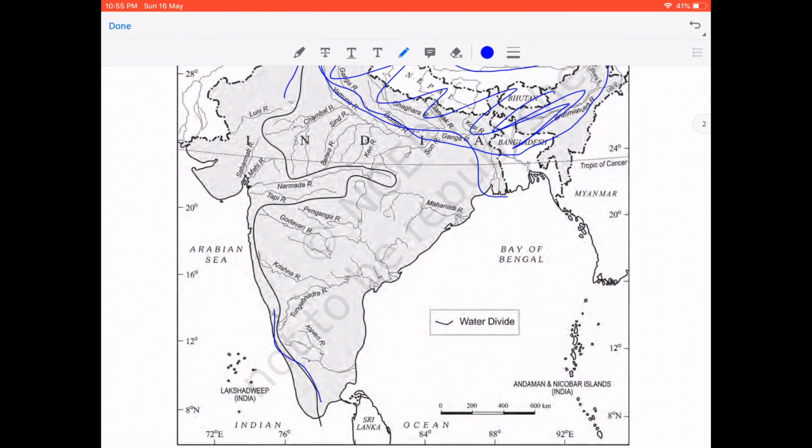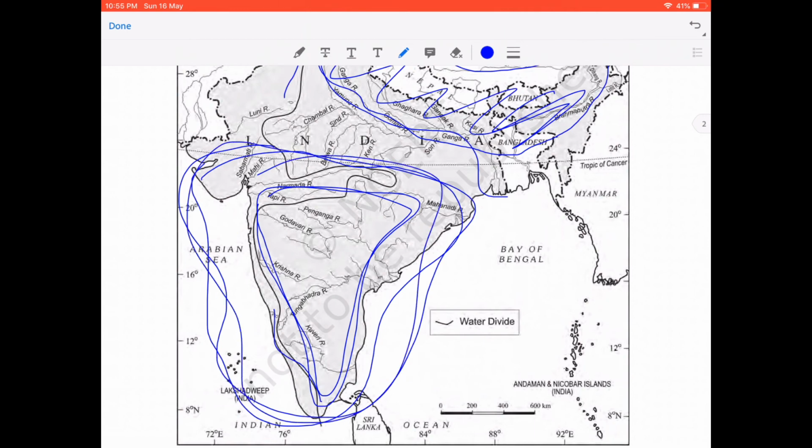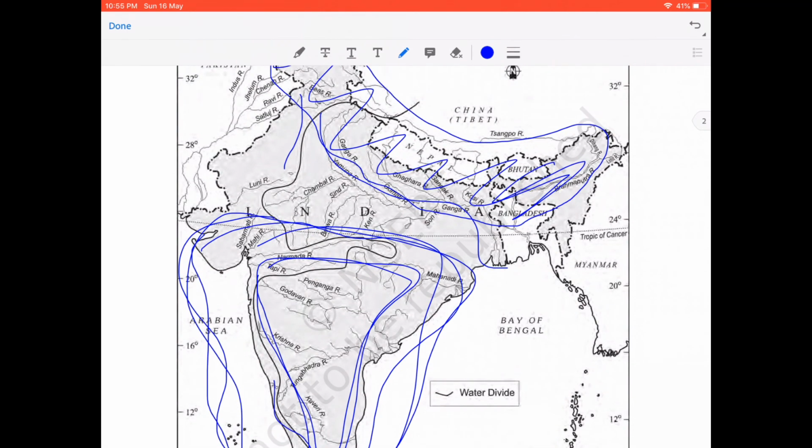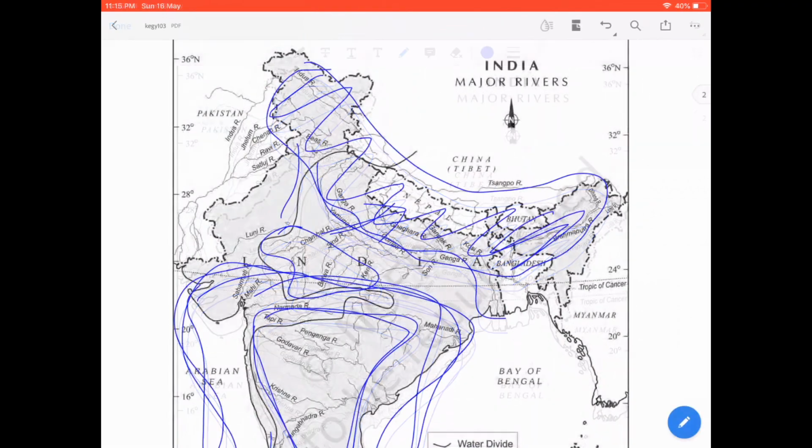Then if you see these rivers, they have their origin in the plateau area or peninsular area. So these rivers are called peninsular drainage. You can say these also originate nearby the plateau area, but since the major part originates from the Himalayas, this also comes under the Himalayan drainage system only. So these are the reasons why these rivers are divided into Himalayan and plateau drainage.